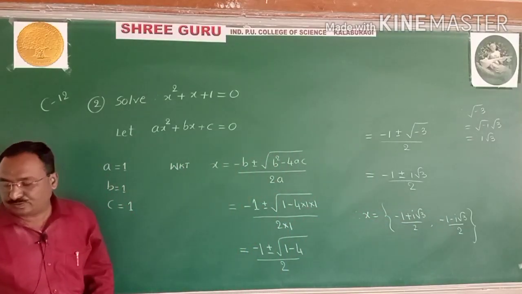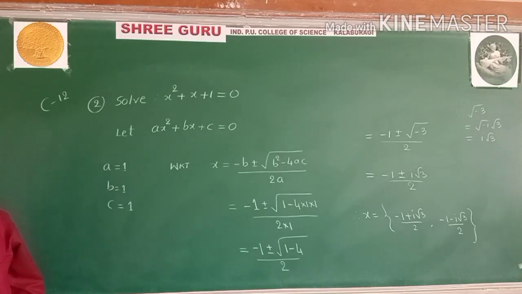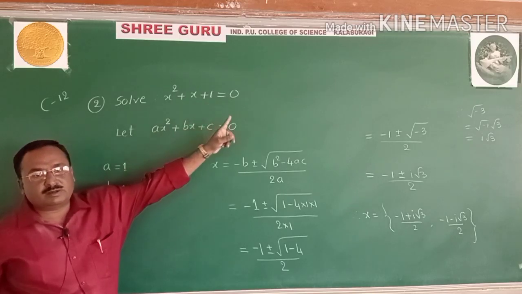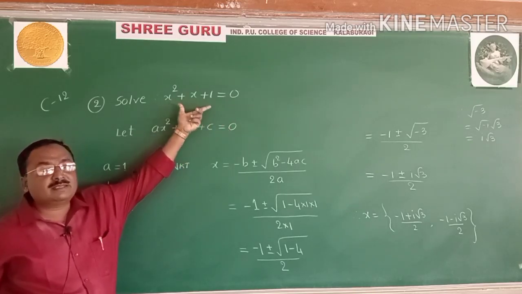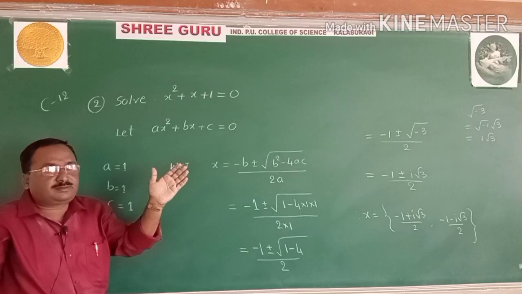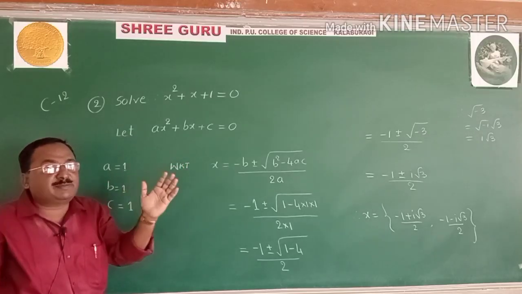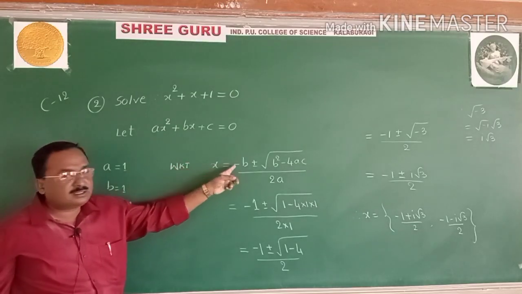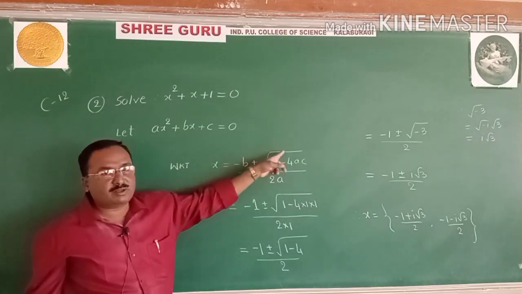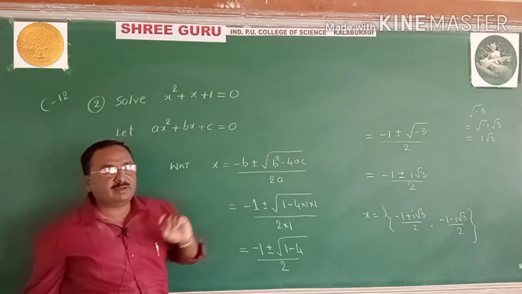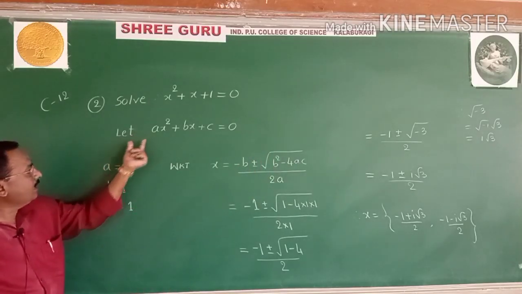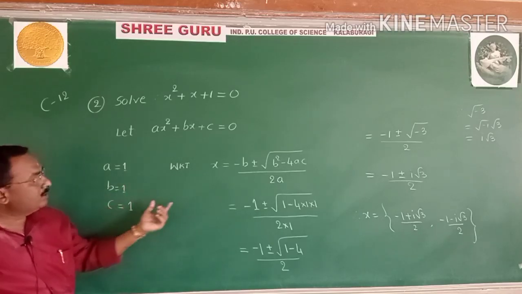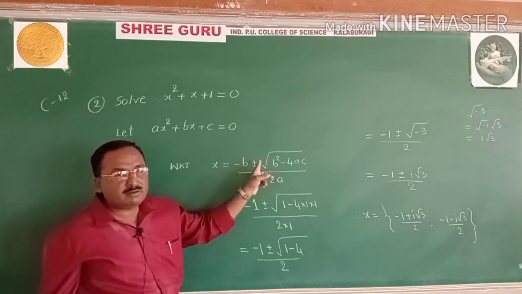Example number 2. Here x square plus x plus 1 is equal to 0. This is a non-factorizable form. If there are no factors, we cannot express it as x minus a, x minus b. If there are no factors, then apply the formula method. The formula is what? Minus b plus or minus square root of b square minus 4ac divided by 2a. Here a value is what? 1. b value is what? 1. c value is what? 1.